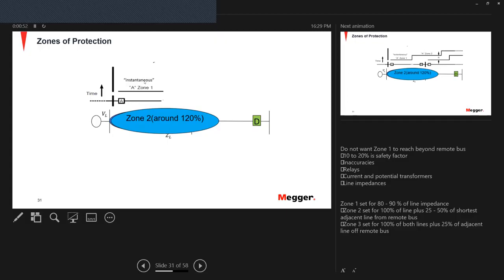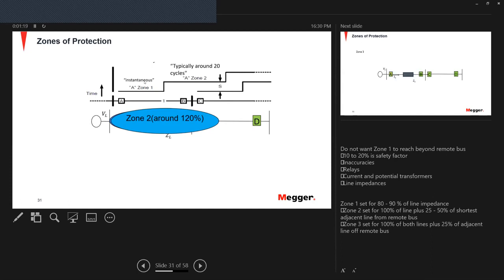Now, zone 2, the coordination between zone 1 and zone 2 happens because I'm doing time coordination. It's better than with overcurrent because I am allowing a fixed amount of time, and I'm using the fact that I know how much impedance I can cover, and I know that I am covering at least until the end of the line. And this is why zone 2 is typically around 20 cycles.